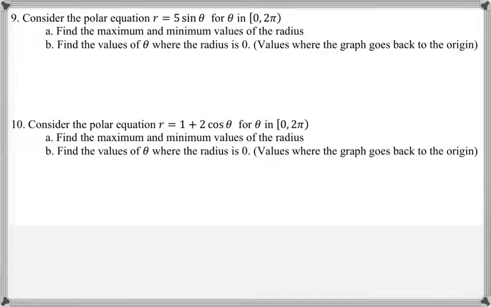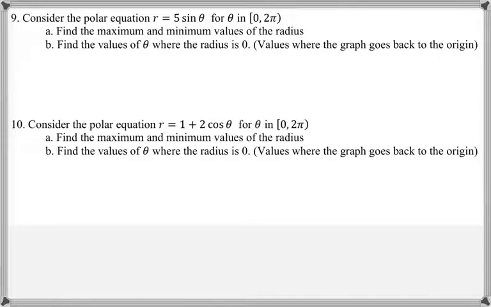Questions 9 and 10 deal with the graphs of the polar equation and trying to analyze where's the maximum and minimum values and what values of theta are where the radius is 0 or where the graph goes back to the origin. So when we were graphing the equations on the calculator, we saw that when it was drawing the picture it would always kind of loop back to the origin. So we're trying to figure out when is that happening.